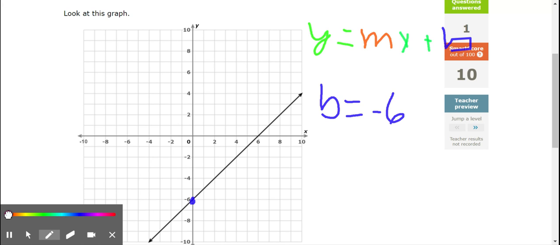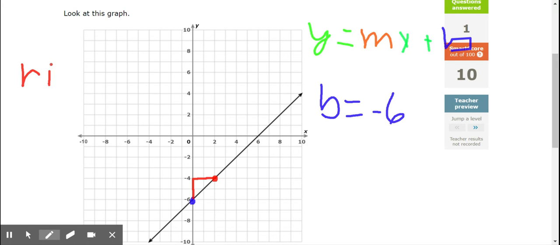All right, now I have to find my slope. So I'm going to need 2 pretty points. Remember, you can always use your y-intercept as a point. Then I'm just going to go up till I find another pretty point. There we go. Once you have your 2 pretty points, connect. All right. Then we're going to do our rise, because remember, it is rise over run.